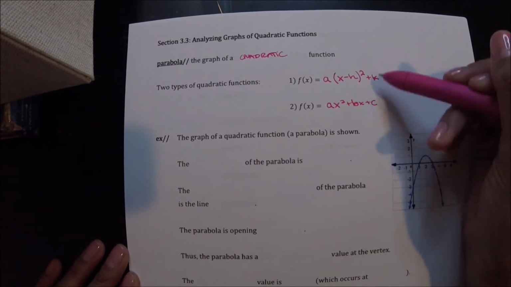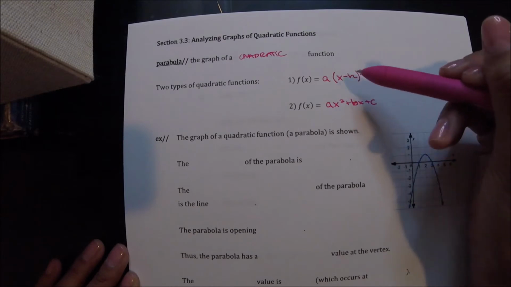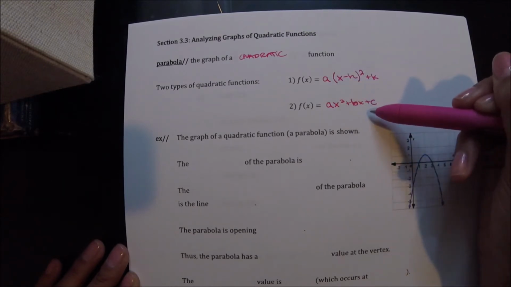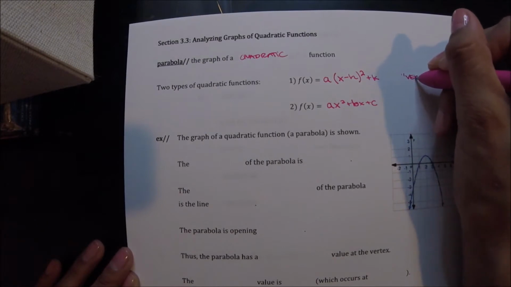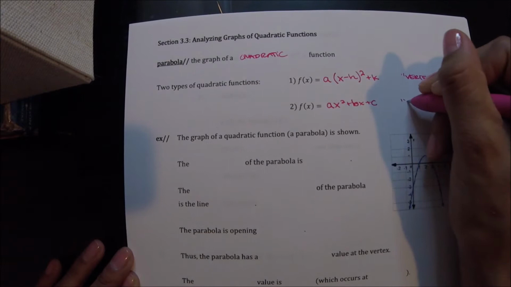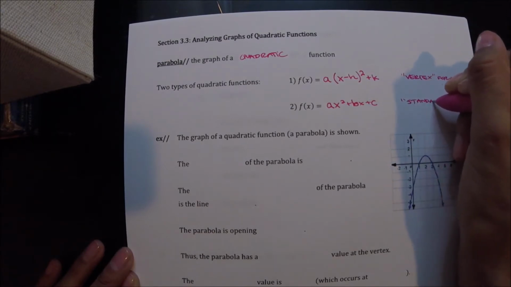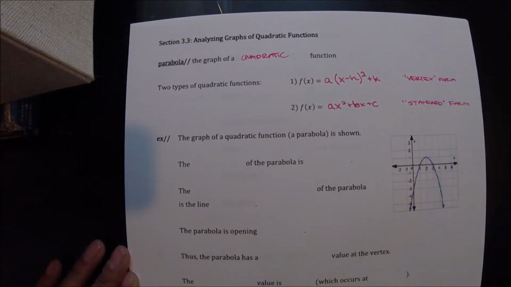So they both will create parabolas, and they're both actually quadratic functions. You can take this form and turn it into this form, and vice versa. This one I know as vertex form, and this one as standard form, but your book doesn't really have a name for either of them.